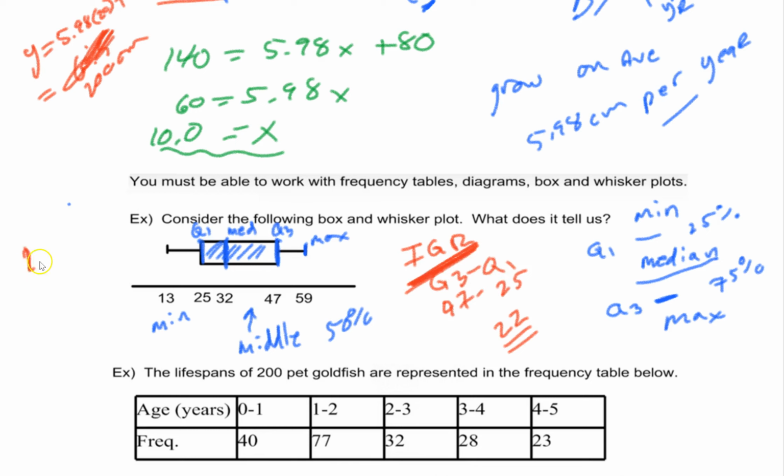Also, the range. I almost forgot about the range, right? So the range of data is just the max minus the min. So in this problem, our max is 59, and our min is 13. So you get a range of 46. Right? And I think that's pretty much it for box and whisker plots.